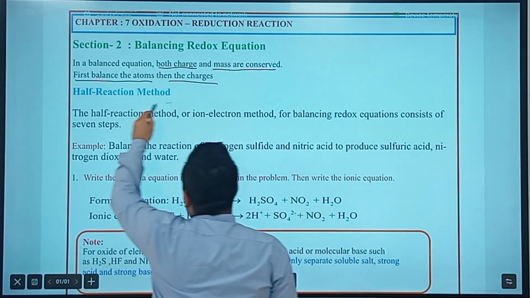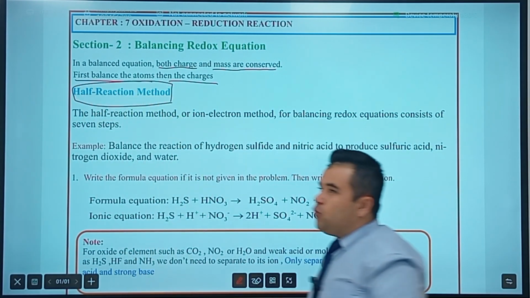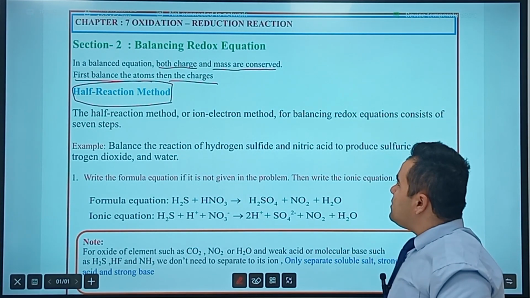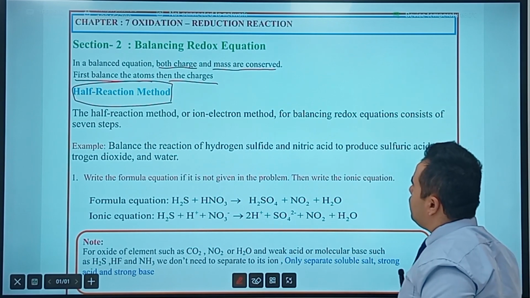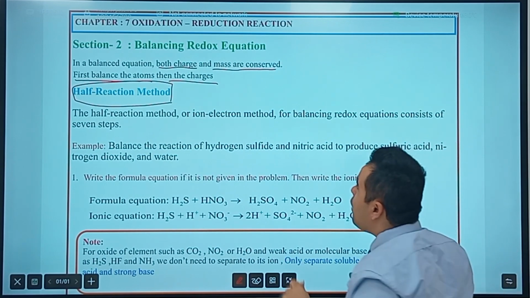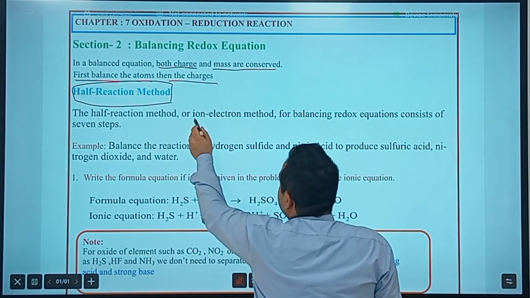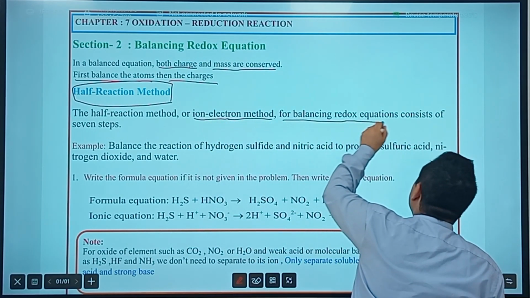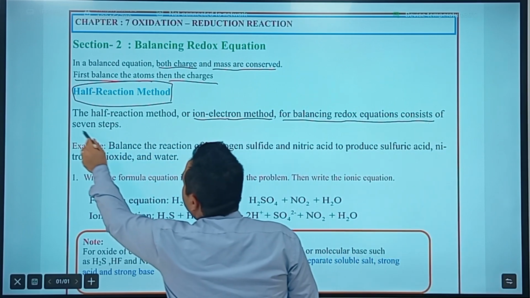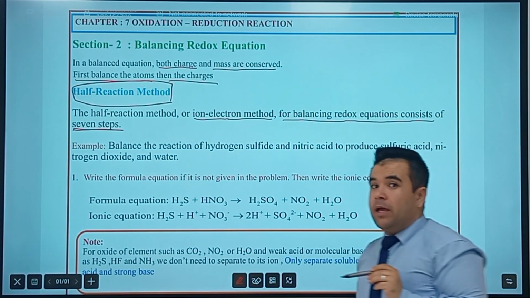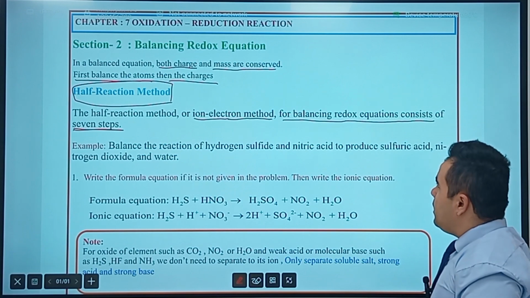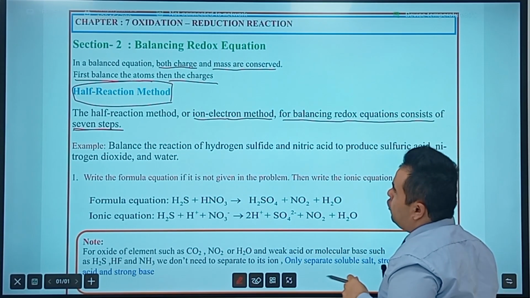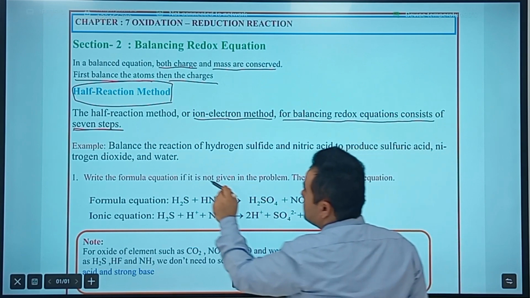Half reaction method. This is the method that we follow to balance redox reactions. In balancing a redox reaction, we have to follow the 7 steps. The half reaction method, also called the ion electron method for balancing redox reactions, consists of 7 steps.